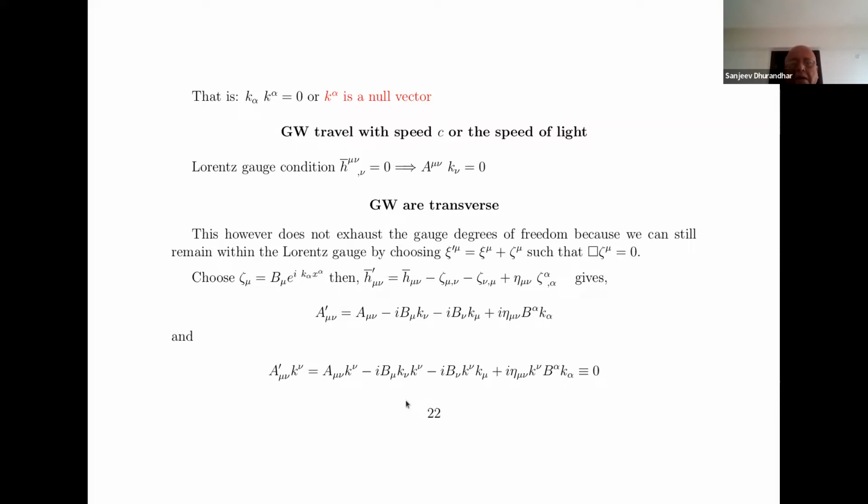Then this is k nu k nu. This is a null vector, so this is zero. Then there is I b nu k nu, and so on. These two terms, in fact, cancel out because this term is the same as this term. This eta mu nu will bring this down, and these have opposite signs. So this is an identity, this is equal to zero. So it's not surprising that we remain inside the Lorentz gauge. That's all that we have checked.